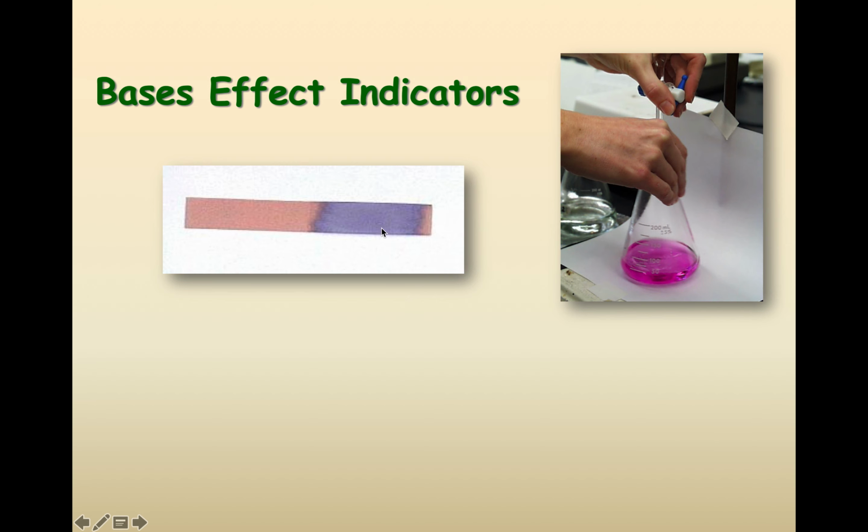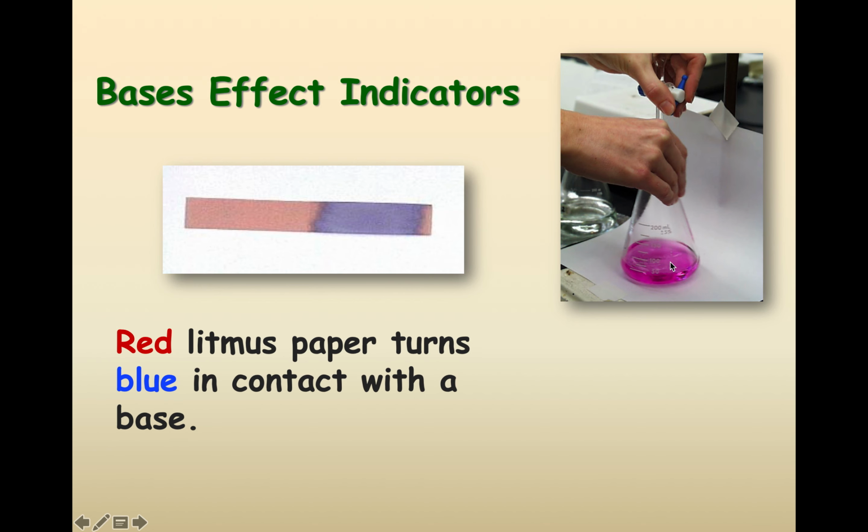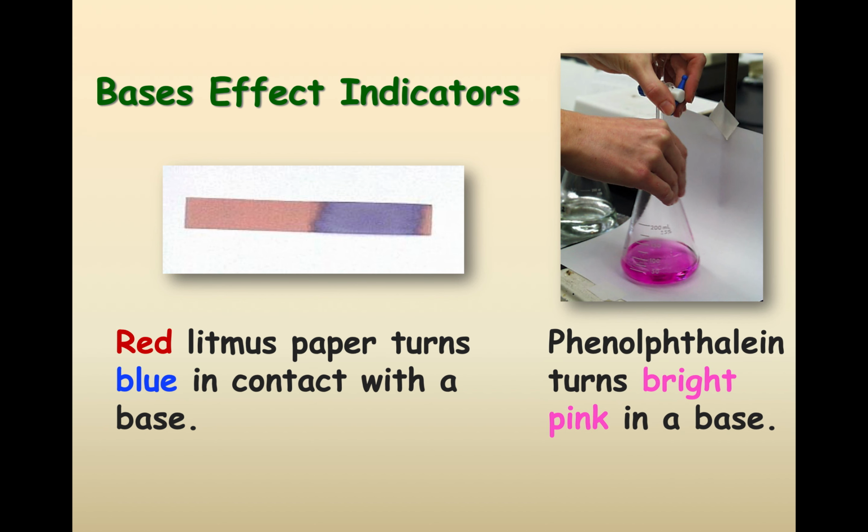So here's the color you would see if a base touched a piece of red litmus paper. That's that blue. I know you're like, that's not blue, but yeah, that's as blue as it would be. They always call it red and blue litmus paper. This is that purple, or as I call it, pink. This is the phenolphthalein. So there you go. Bright pink.